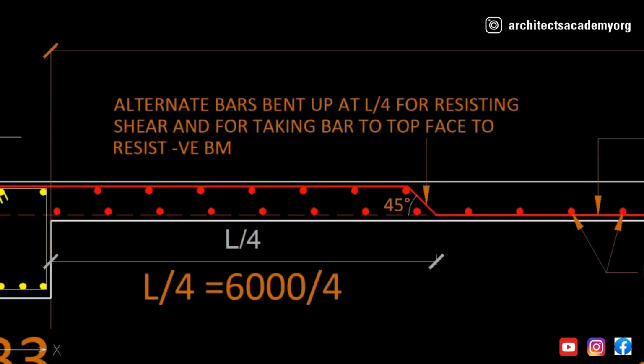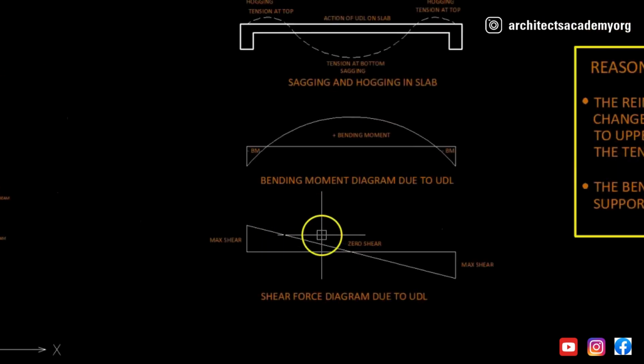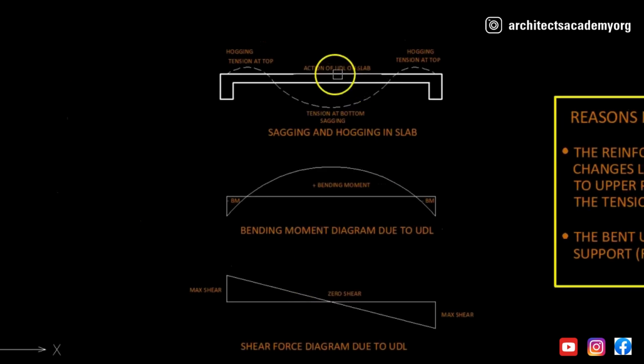So what does that really mean? Let us look at it by studying the bending moment diagram of the slab. What you will see is that when the slab bends like this, this dashed line is indicating the type of bending that is occurring inside this slab.